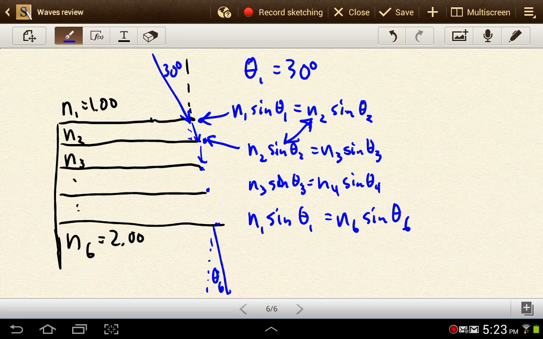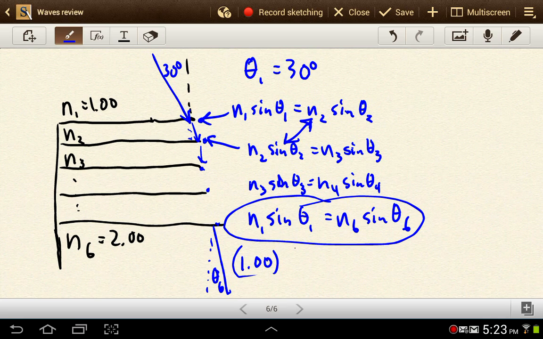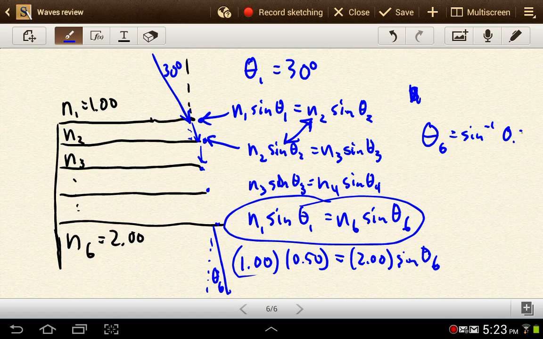So now you actually have a very easy problem because it's just this one equation. n1 was 1.00, sine theta 1, sine of 30 degrees, is 0.50, equals n6, 2.00, times sine theta 6. And so theta 6 is the inverse sine of 0.25, or 1/4, because it's half of 1/2. I don't have my calculator, but it's like 14 point whatever. But anyway, that's the answer.